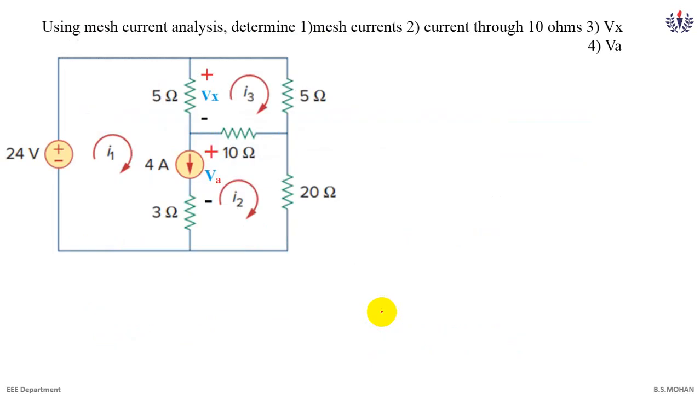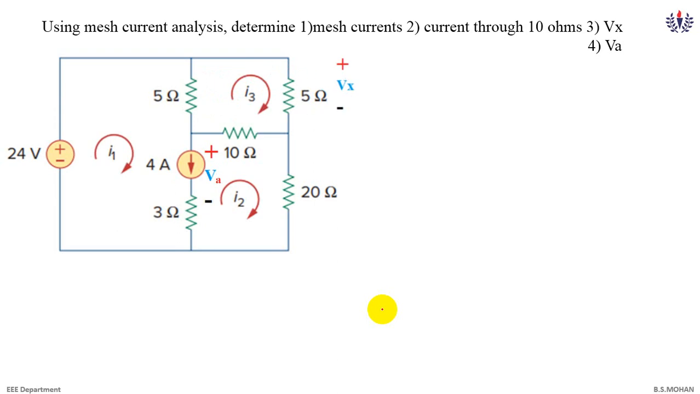Now let's take one more problem to understand. Here they've asked us to apply mesh current analysis and determine the mesh currents, the current through 10 ohm, Vx and Va. For the mesh currents, what we have to do first is remove the unknown quantities, Vx and Va, right? Now by mesh current analysis, how many unknowns are there? Do not look at the question. There are 4 unknowns in the given question.